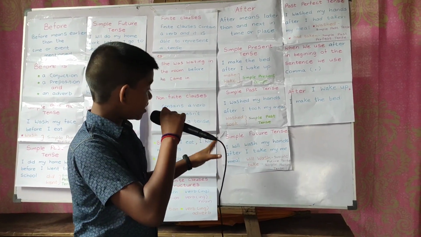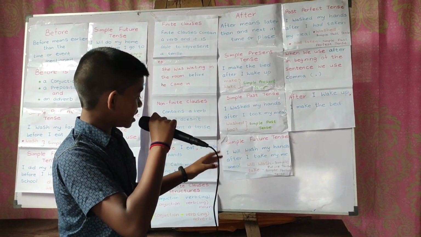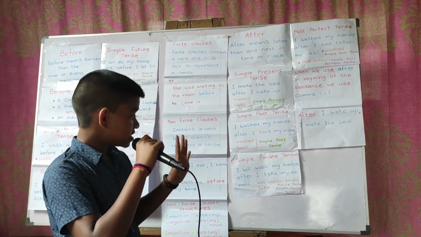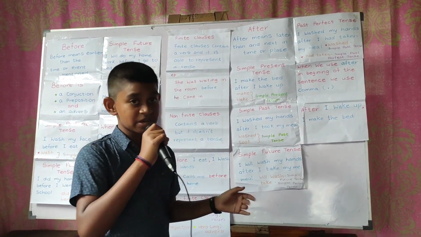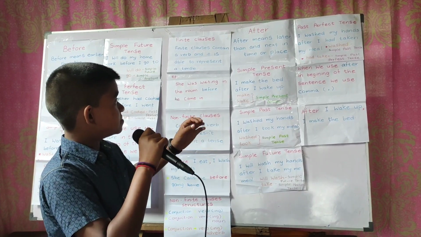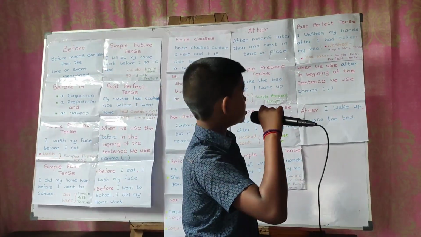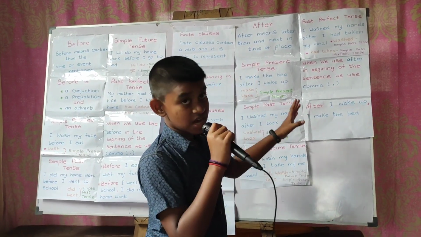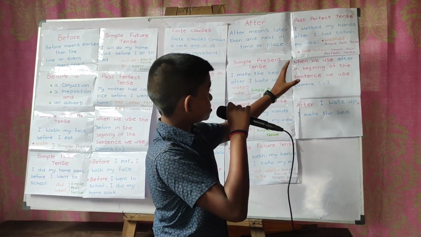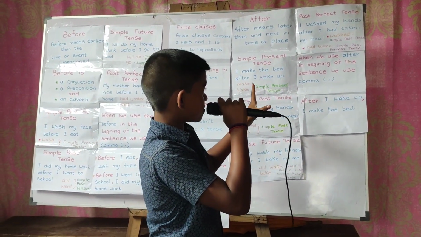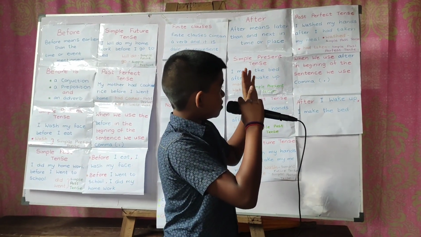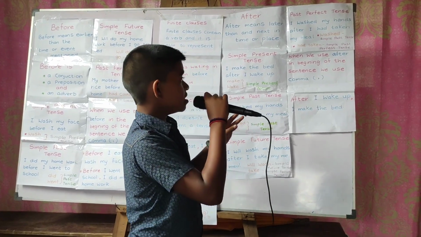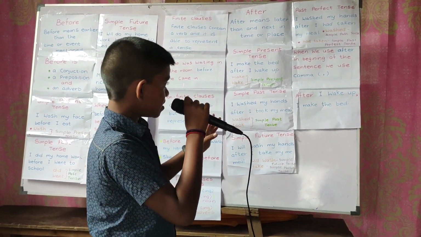For example, I will wash my hands after I take my meal. Will wash is simple future tense, but take is simple present tense. Okay. Now let's see how to use after with past perfect tense. For example, I washed my hands after I had taken my meal. Washed is simple past tense. Had taken is past perfect tense.